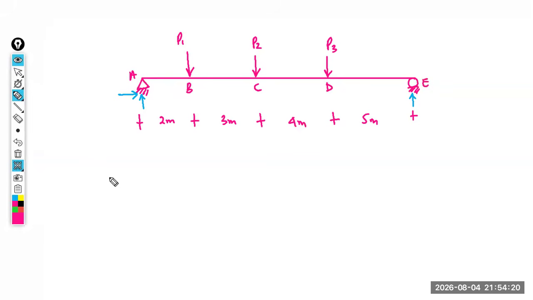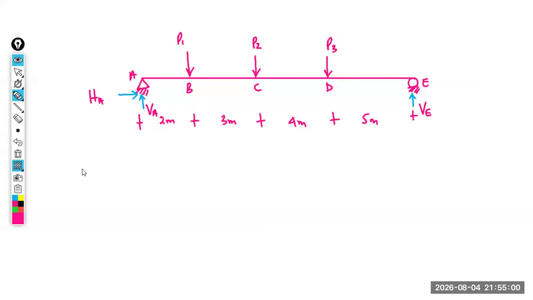So watch how I'm going to number the reactions, okay? If the reactions are at point A, vertical reaction, I'll call it capital V and then subscript A to show that vertical reaction at point A. Then the horizontal reaction will be capital H subscript A. You get it? And here we have a reaction at E. So I'll say capital V subscript E. So this is a basic nomenclature for reactions.